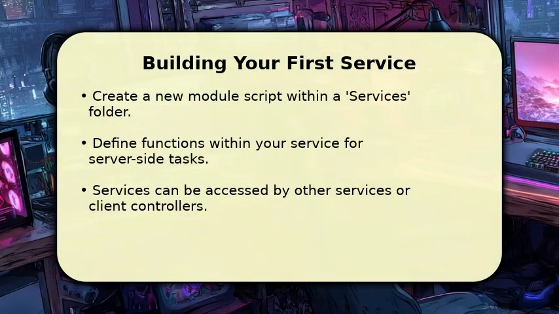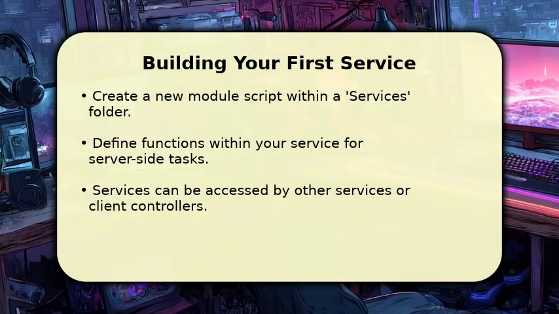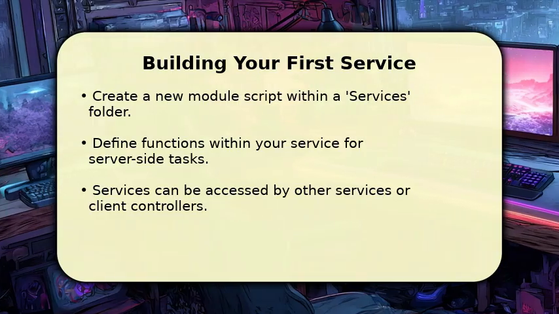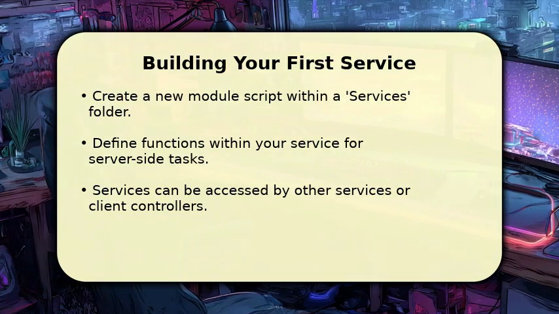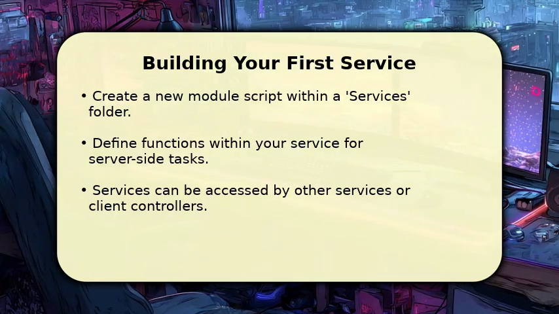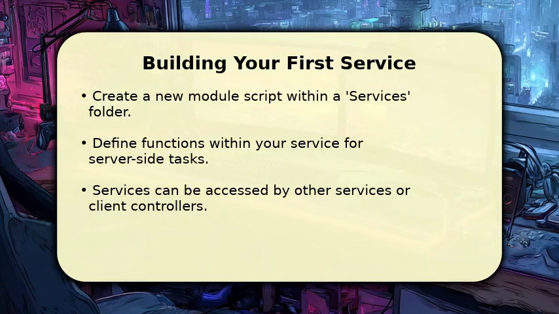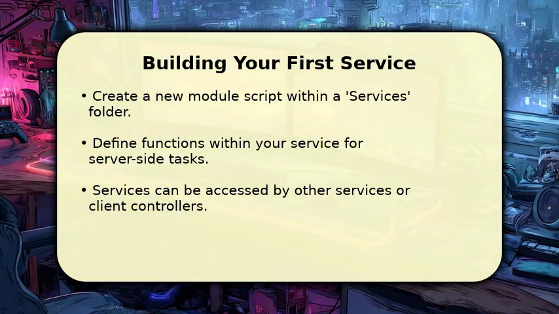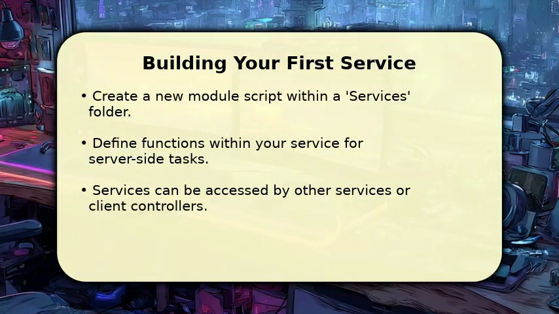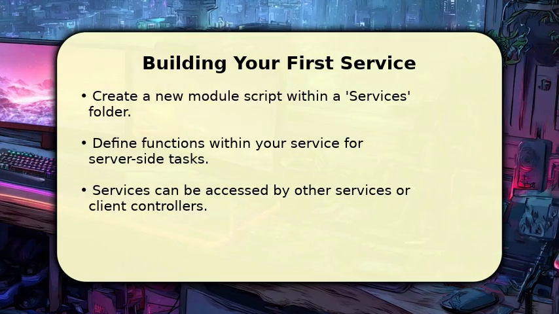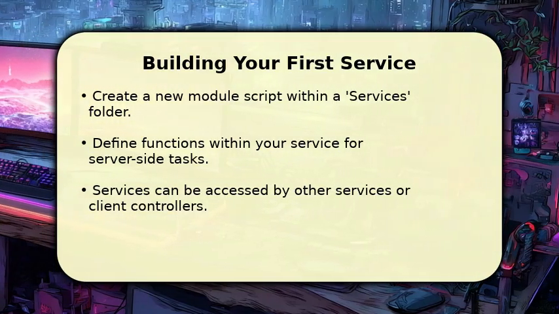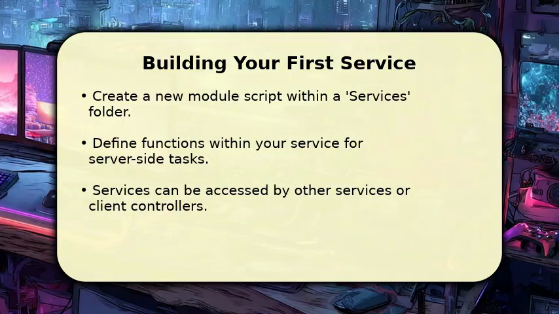Let's build a simple Knit service. You'll create a new module script inside a folder named Services within your Knit structure. This module will contain functions that execute exclusively on the server. For instance, you might create a player data service to handle saving and loading player data, ensuring secure and reliable storage. These services are the backbone of your game's server-side logic, performing critical operations behind the scenes.